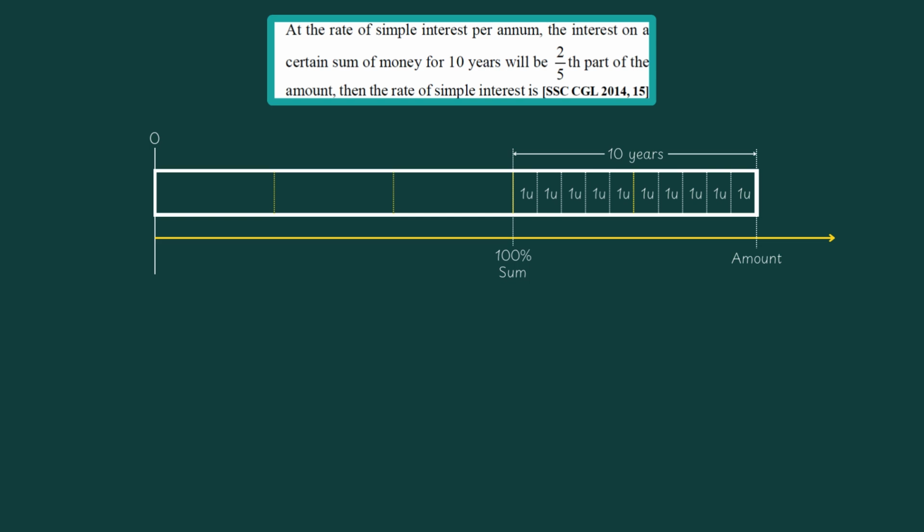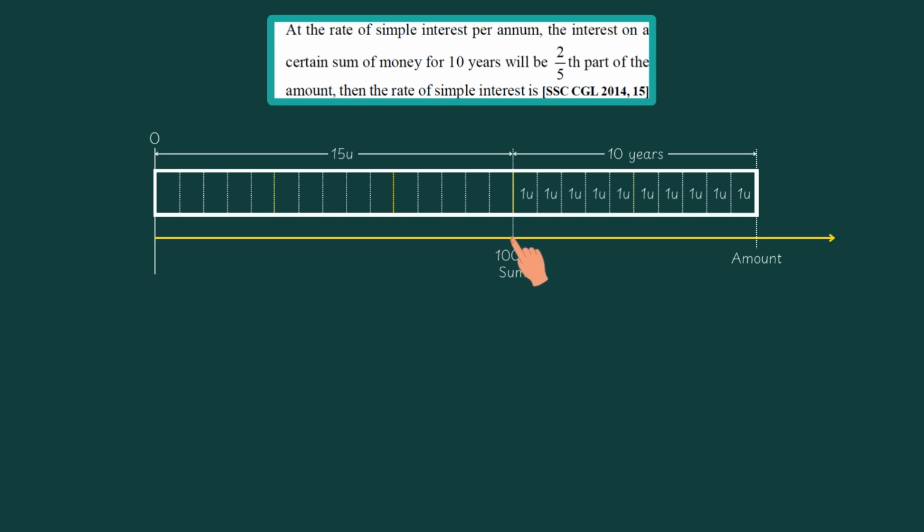Great thinking! So, let's move our focus to the principal. We divided the total amount into 5 parts, out of which the principal is 3 parts. Let's divide these 3 parts into 15 equal subparts. How many units represent the principal? Exactly! 15 units. And we know that the principal is always 100%.